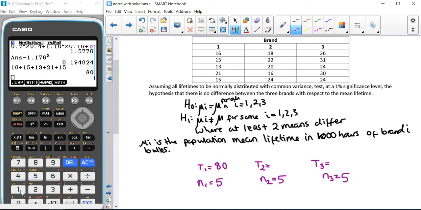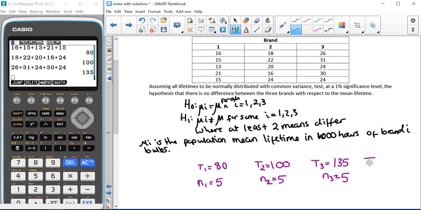The total for column 2 is 18 plus 22 plus 20 plus 16 plus 24, which gives us 100. The total for column 3, so for brand 3, is 26 plus 31 plus 24 plus 30 plus 24, which gives us 135.